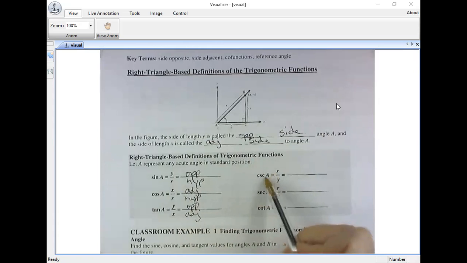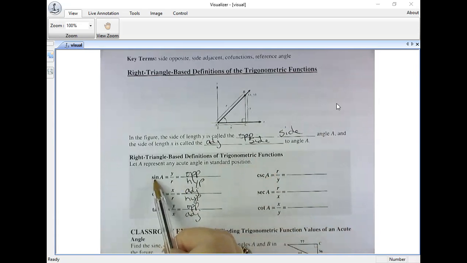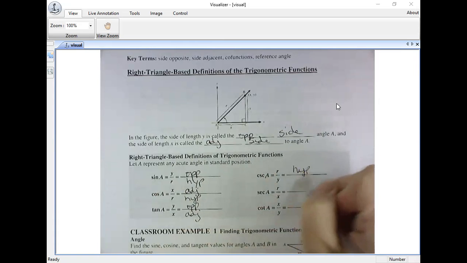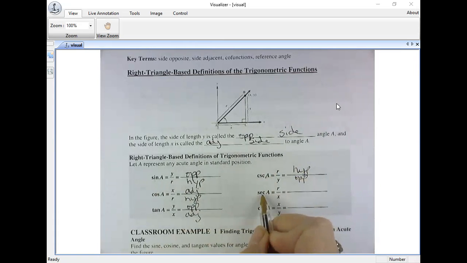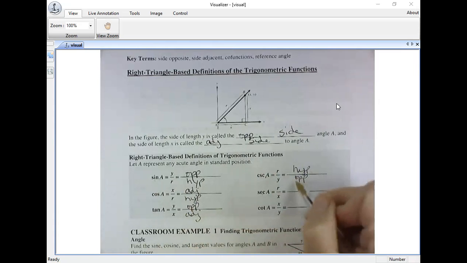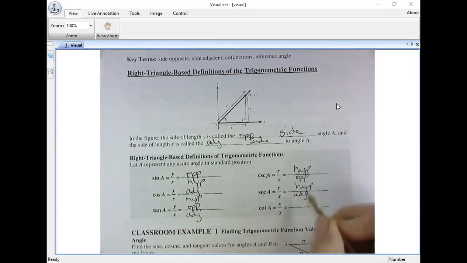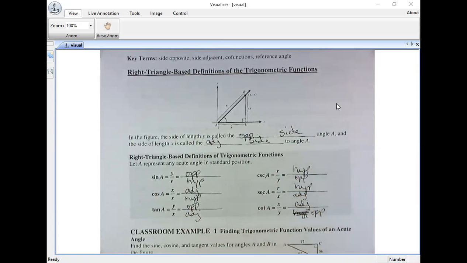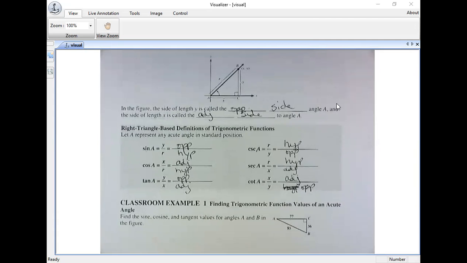Why do you think cosecant is written across from sine? Because it's the reciprocal. And so when I flip it, instead of opposite over hypotenuse, it is? Excellent. Same thing is true about secant and cosine. They're reciprocals. So secant is? And the cotangent is adjacent over opposite. Very good. Okay. So you want to make sure you know those.